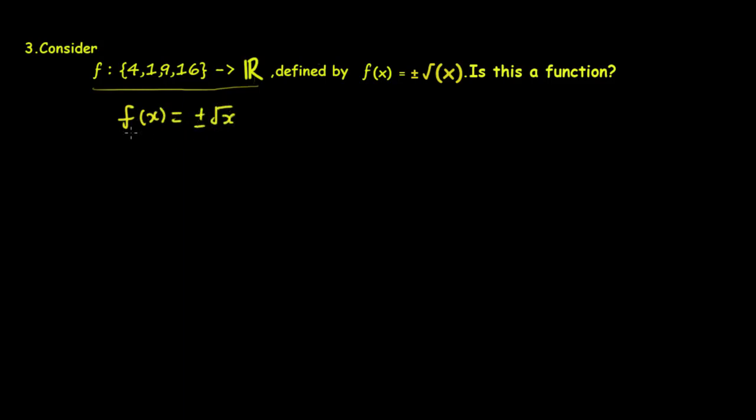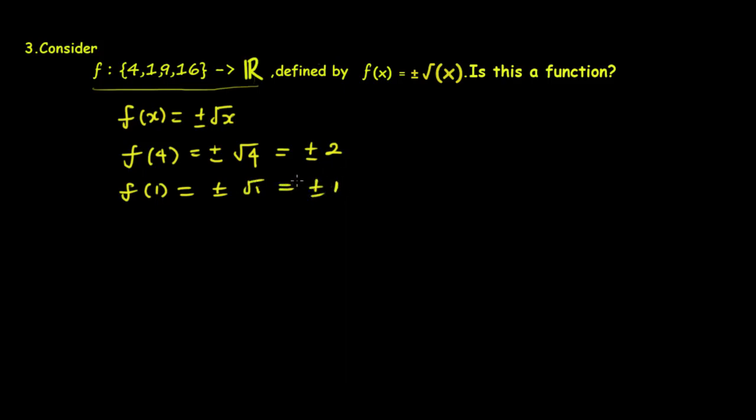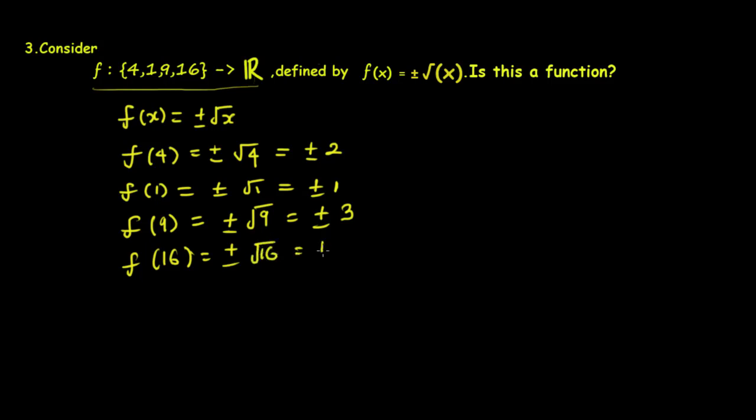The first input value we have is 4. So f of 4 is going to be plus or minus root 4. The square root of 4 is 2, so this is plus or minus 2. F of 1 is going to be plus or minus root 1, which is plus or minus 1. F of 9 is going to be plus or minus root 9, which is plus or minus 3. F of 16 is going to be plus or minus root 16, which is equal to plus or minus 4.